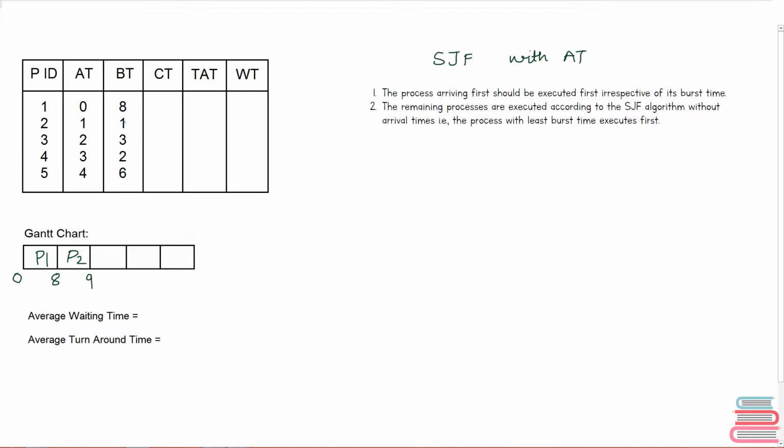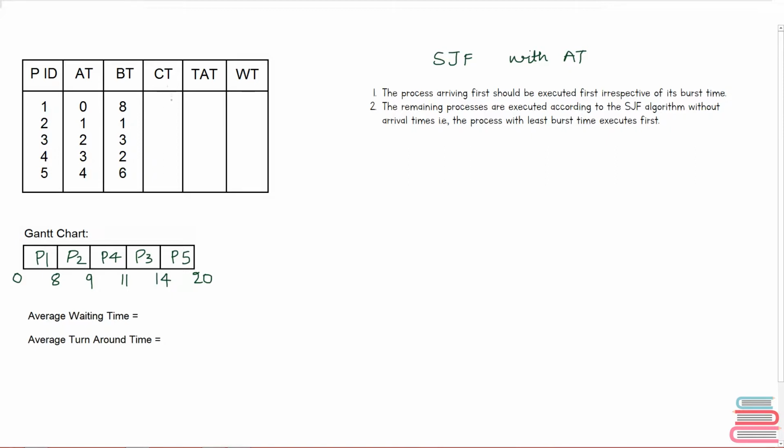After process 2, process 4 has the least burst time, hence it will be executed after P2 and its burst time is 2, hence its completion time will be 11. After P4, P3 gets executed and its burst time is 3 milliseconds, hence its completion time is 14 milliseconds. And after process 3, process 5 gets executed because it has the highest burst time and its completion time would be 20 milliseconds. Now let's fill the completion time column.